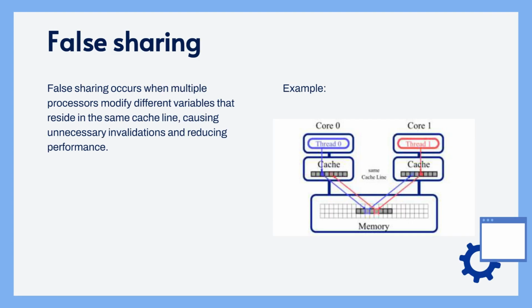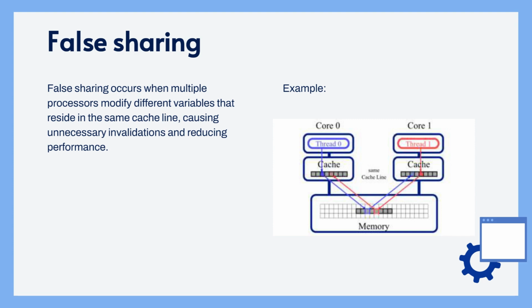False sharing is a problem that can happen when computers with multiple processors, think of them as several brains working at the same time, try to handle tasks. Let me explain it in simple terms. Each processor has a small, fast memory called cache that helps it access information quickly. The issue arises when two processors are working on separate tasks but unknowingly use a shared piece of memory called a cache line. Even though they're working on different things, if one processor updates something in that shared memory block, the other processor has to stop, refresh its memory, and then restart.